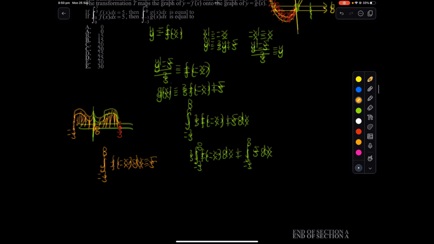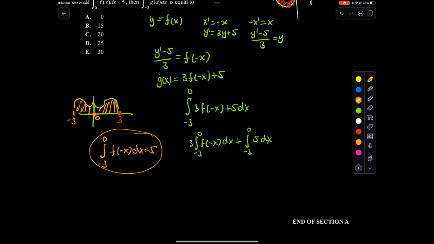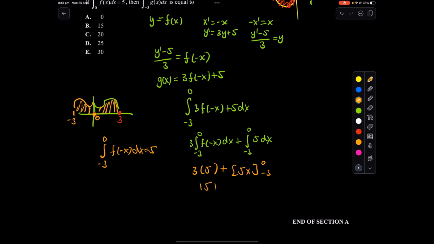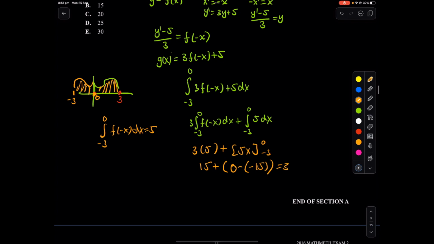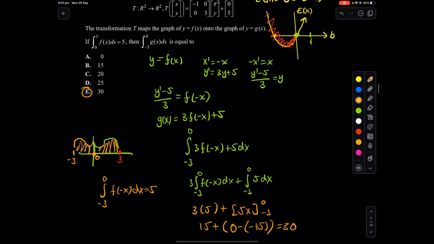So, yeah, now we have this over here. We can say that 3 times 5 plus 5x from 0 to negative 3, so 15 plus 0 minus negative 15, which is equal to 30. So yeah, choose E. Hope that's right.